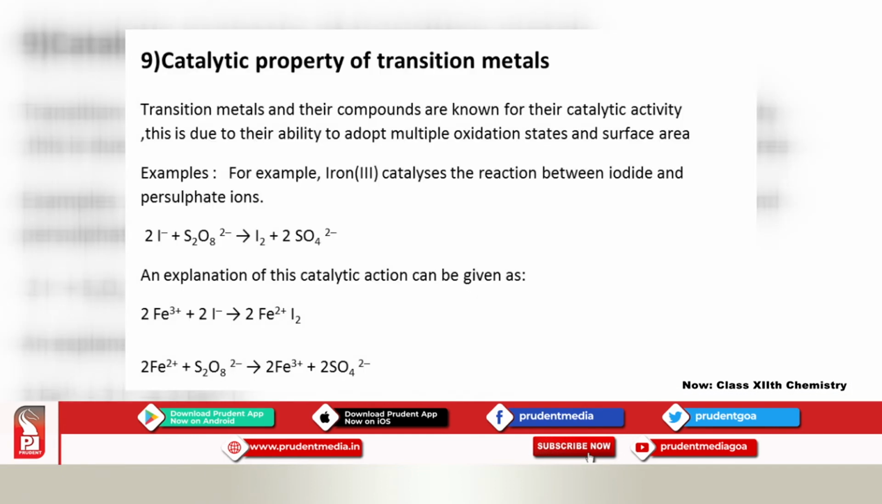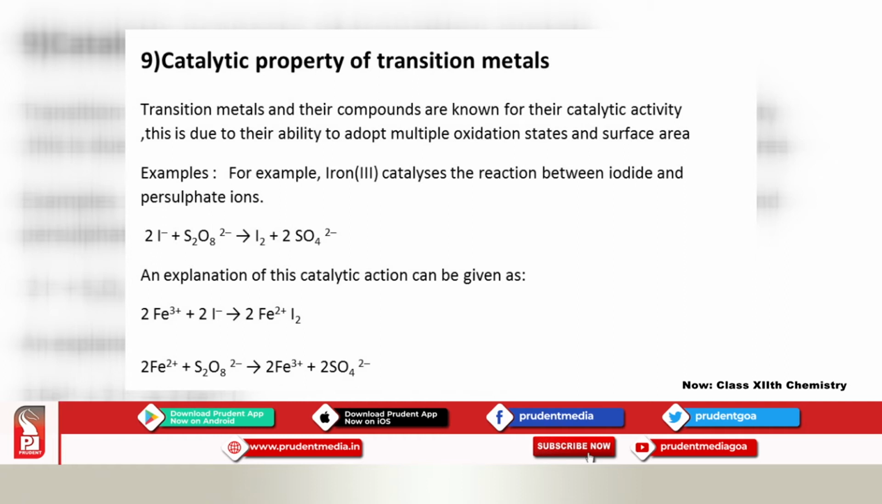Transition metals and their compounds are known for their catalytic activity. There are two reasons. One is their ability to adopt multiple oxidation states. Transition metals are known for variable oxidation states. And second, they provide surface area, since they are very hard. An example is iron in the +3 state, which catalyzes the reaction between iodide and persulfate ions.